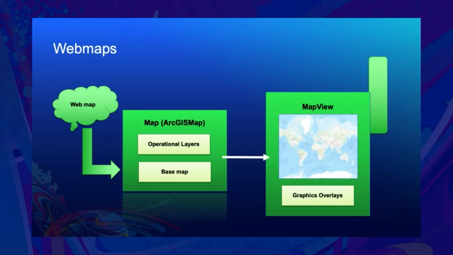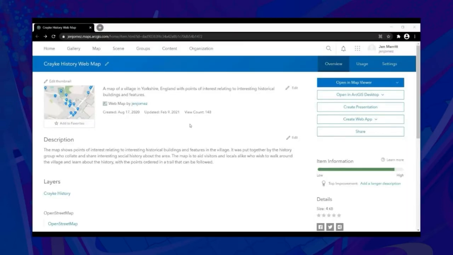So what I'm going to do now is hand you over to Jen, who's got a web map that she's going to show and bring into a runtime application. Thanks, Mark. So I'm logged into my ArcGIS Online account, and in here I've got a web map that I've created, and this is the item information page.